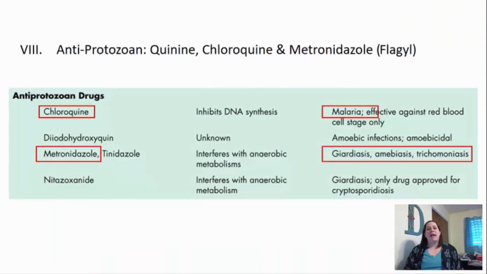The next group are the antiprotozoans. This group is going to target diseases like malaria, amoebic infections like amoebic dysentery, and giardiasis. These are all caused by types of protists. So we have quinine, chloroquine, and metronidazole, and the main brand of this is known as Flagyl. Again, we'll talk a little bit more about these later.